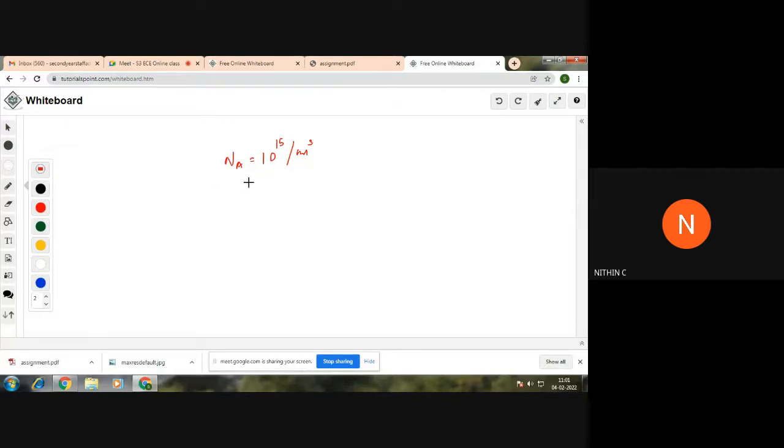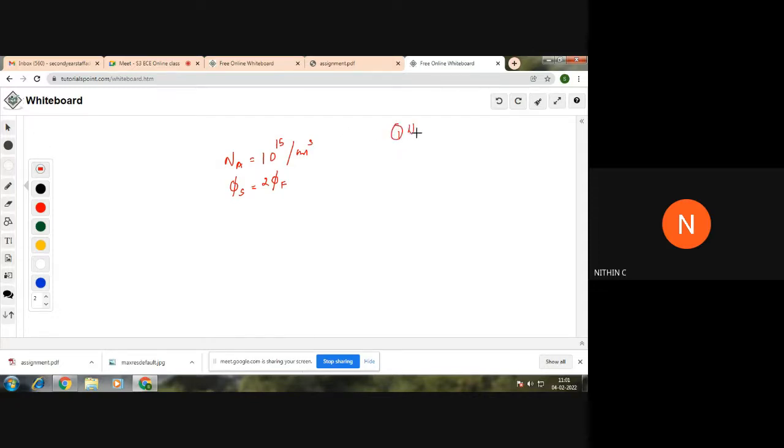Then it is mentioned that this particular silicon MOS transistor is at the onset of strong inversion. So you can easily write the second part, that is, surface potential phi s is equal to 2 phi f. That is also known to us. You are asked to find the width of the depletion layer. Depletion layer width is what you are asked to find first.